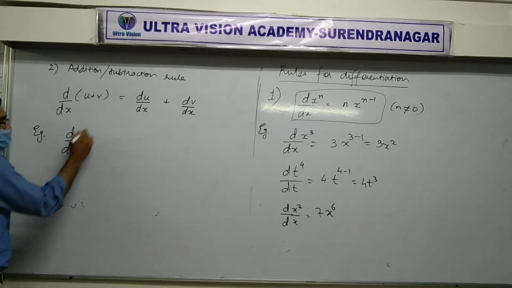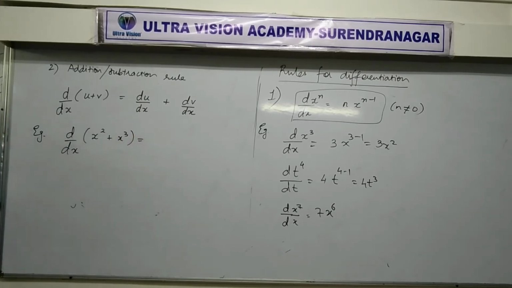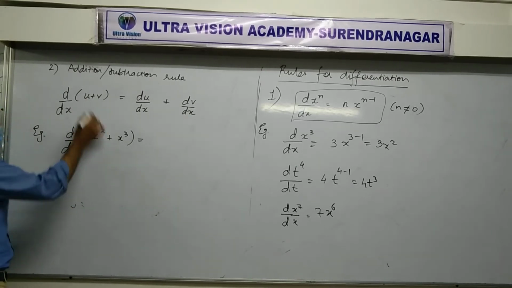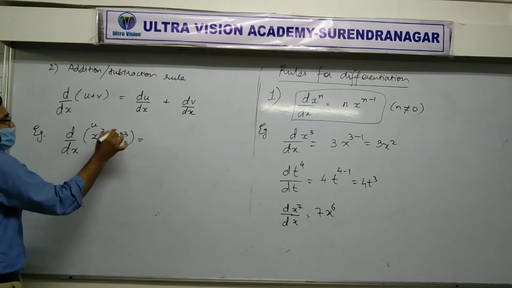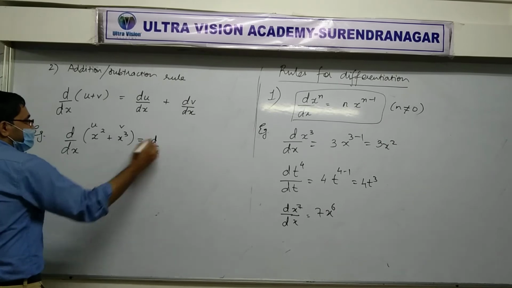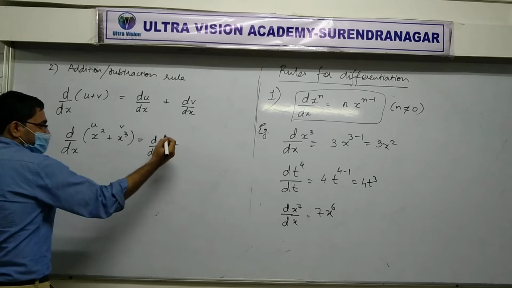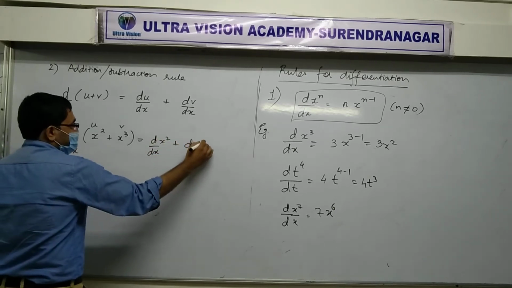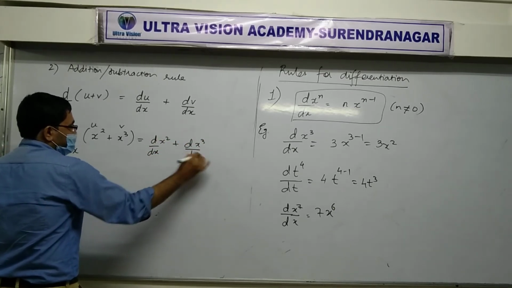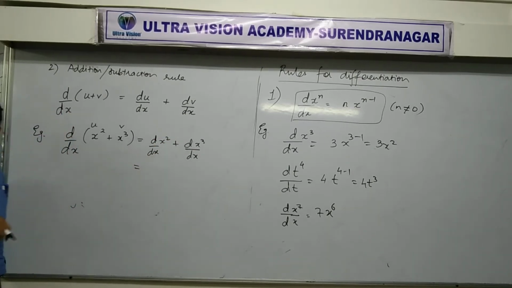So suppose you want to do differentiation of this. Compare this. What is u's place? x squared. What is v's place? x cubed. So d by dx, and what should I write at u's place? x squared. Understood? Now you tell me what I should write next. Plus d by dx of x cubed. Now using the first rule, can you find the answer to this? Do it using this rule.